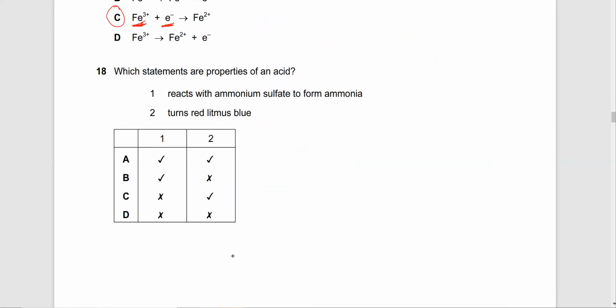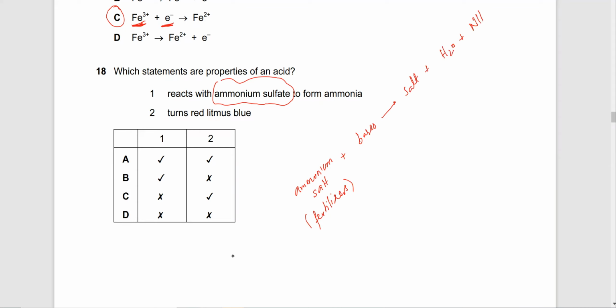अच्छा, which statement or properties of an acid? This ammonium sulfate का reaction. Ammonium salts, remember कि any ammonium salt, ये होते क्या था? Fertilizers होते थे. ठीक है? Ammonium salts were mostly fertilizers. Ammonium salts would react with bases. इनका हमने एक ही reaction किया. They would react with bases to produce salt, water and NH3, ammonia gas. तो इसके अंदर there is no role played by an acid.